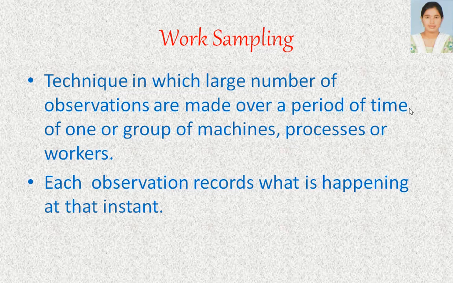Each observation records what is happening at that instant, and the percentage of observations recorded for a particular activity or delay is a measure of percentage of time during which that activity or delay occurs. So here each observation is nothing but which records what is happening only at that instant of time.